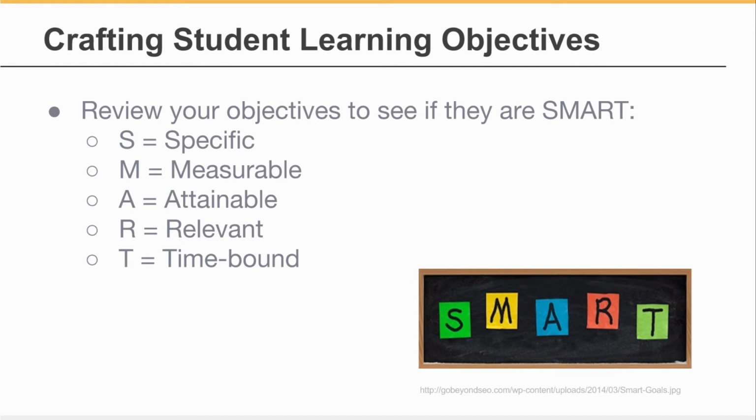This last characteristic, time-bound, is the most confusing of the bunch. One way you might make an objective time-bound is to start with a phrase such as, by the end of this unit, or something like, when presenting one's web-based project, students will be able to ... This gives a time frame for when students should have mastered the objective.